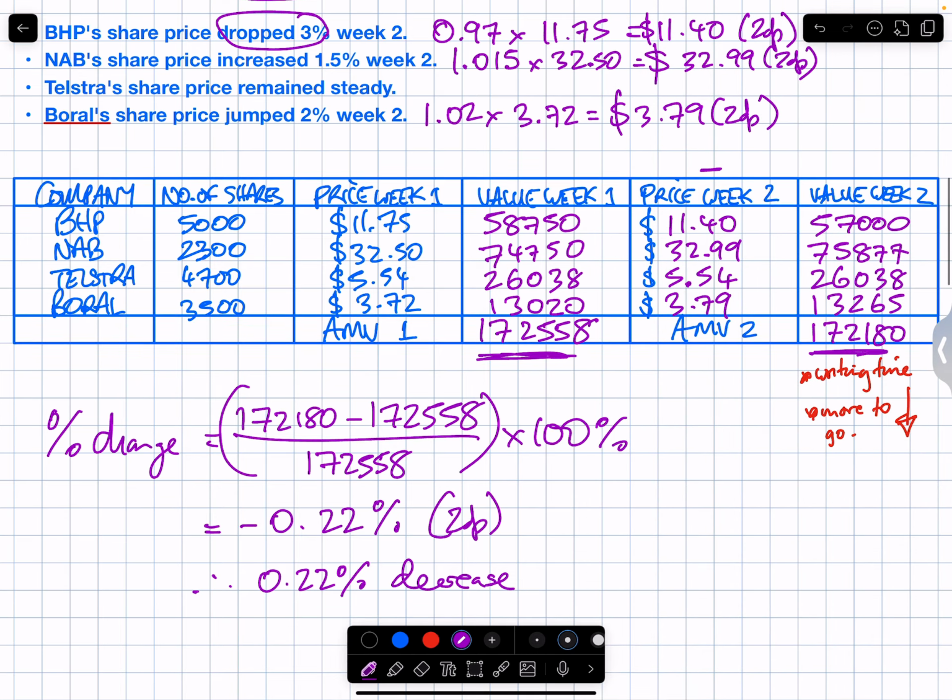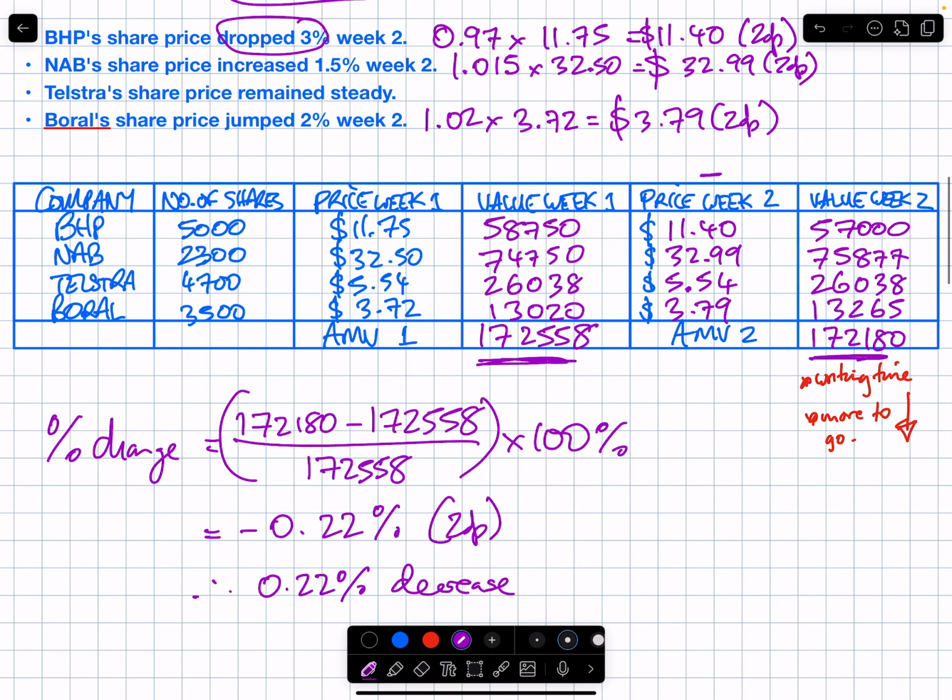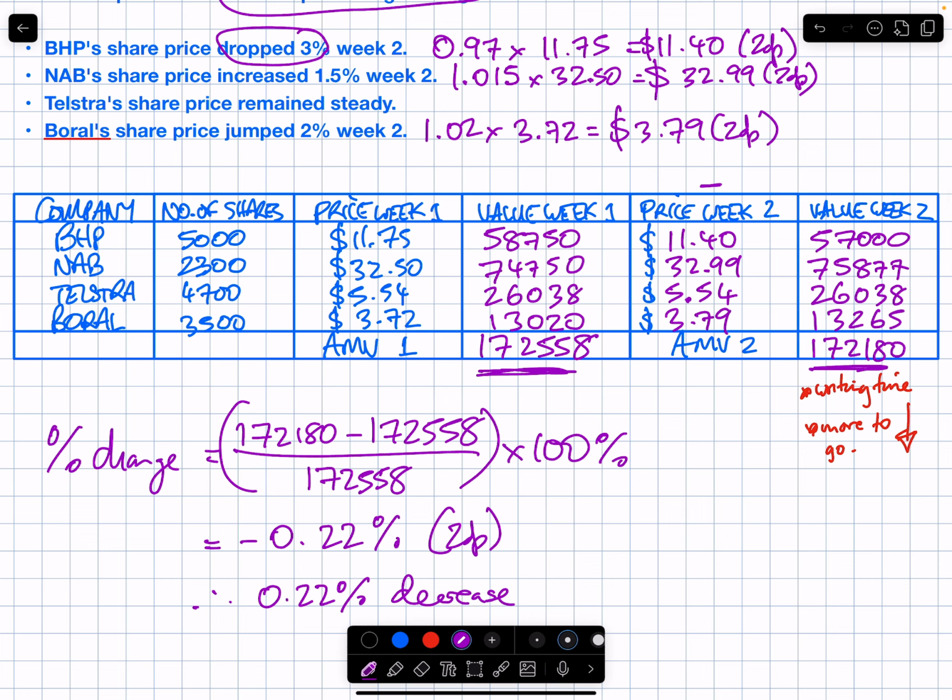All right. So normally you'd have time to get that example down. That is how you construct a share index and also find the percentage change in it between 2 time points.